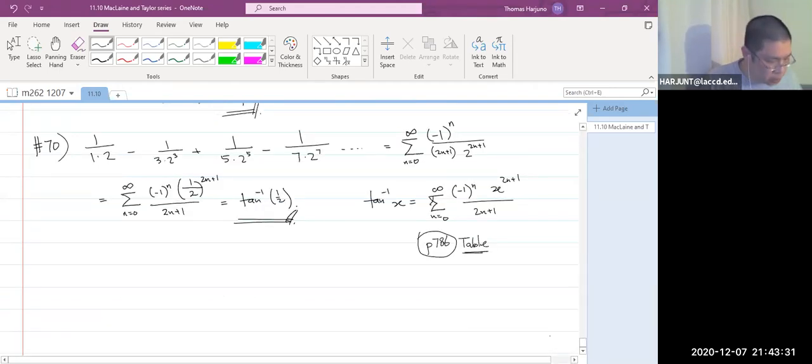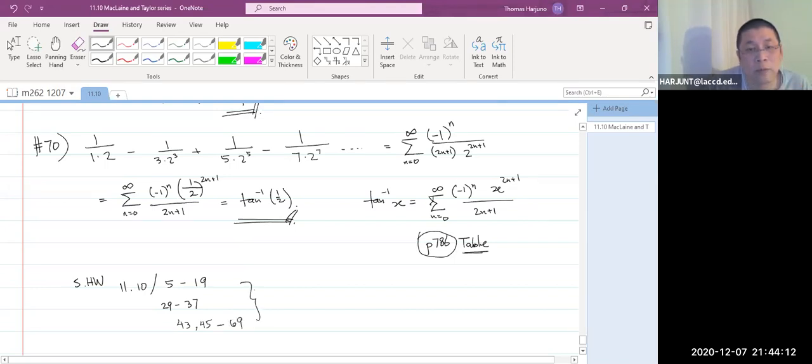Okay. Suggested homework. From this 11.10, number 5 to number 19, and then 29 to number 37, 43, 45, to 69. Okay, the odd ones. But feel free to skip the questions that you feel like you know what to do.